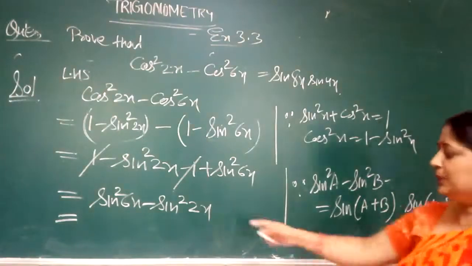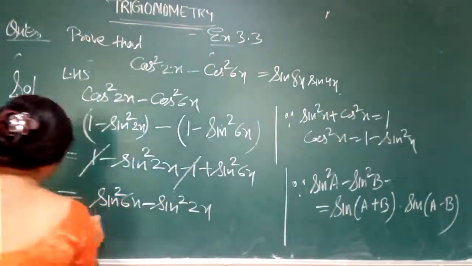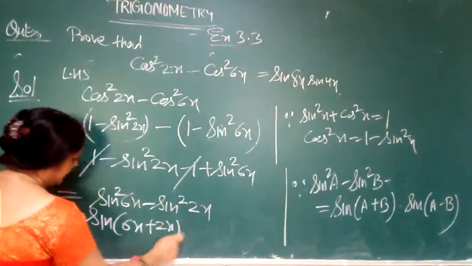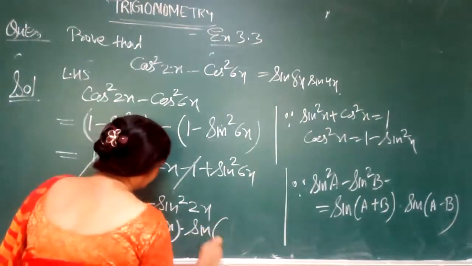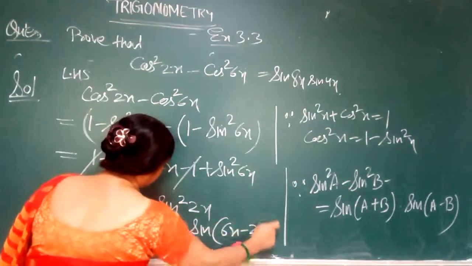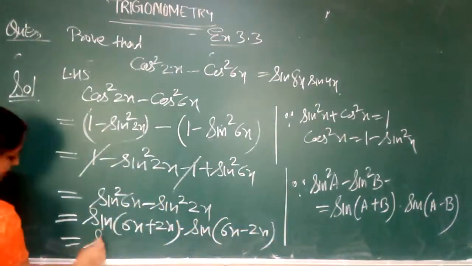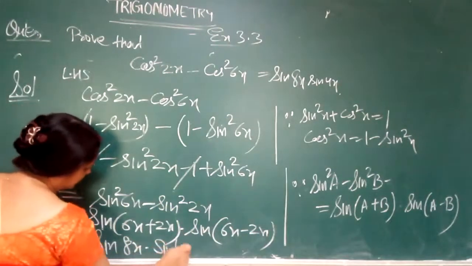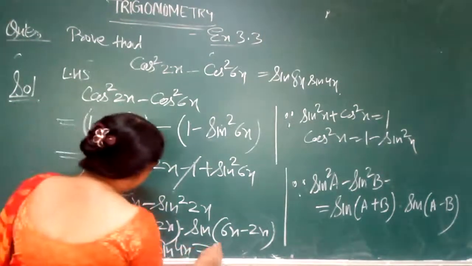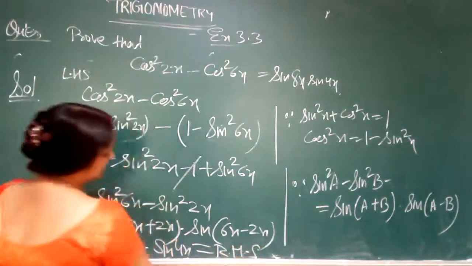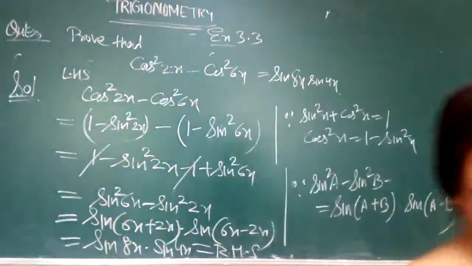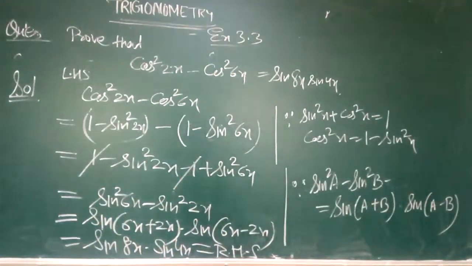So use this formula here. What will come here? Sine of 6x plus 2x into sine of 6x minus 2x, that is equal to sine of 8x into sine of 4x, that is equal to RHS. Hence left hand side is equal to right hand side in this question. So our question number 13 is completed.